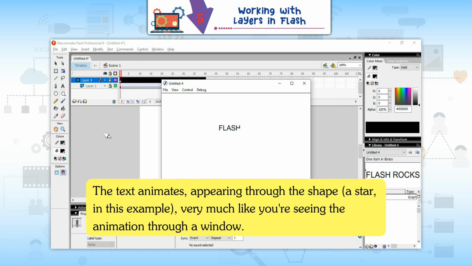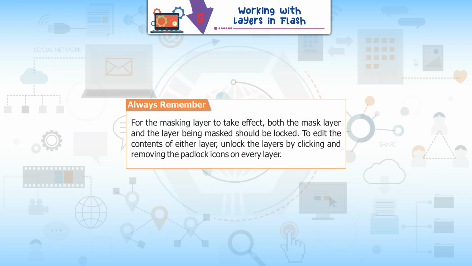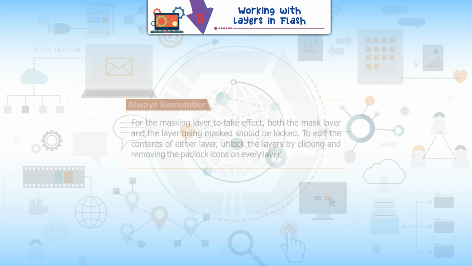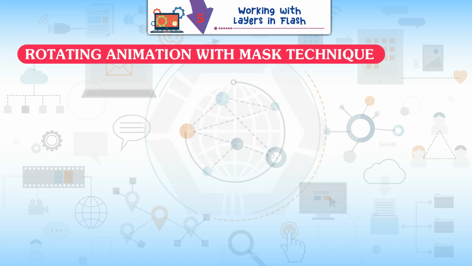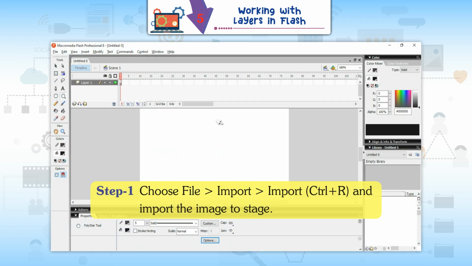The text animates, appearing through the shape, a star in this example, very much like you are seeing the animation through a window. Always remember, for the masking layer to take effect, both the mask layer and the layer being masked should be locked. To edit the contents of either layer, unlock the layers by clicking and removing the padlock icons on every layer. Rotating animation with mask technique.